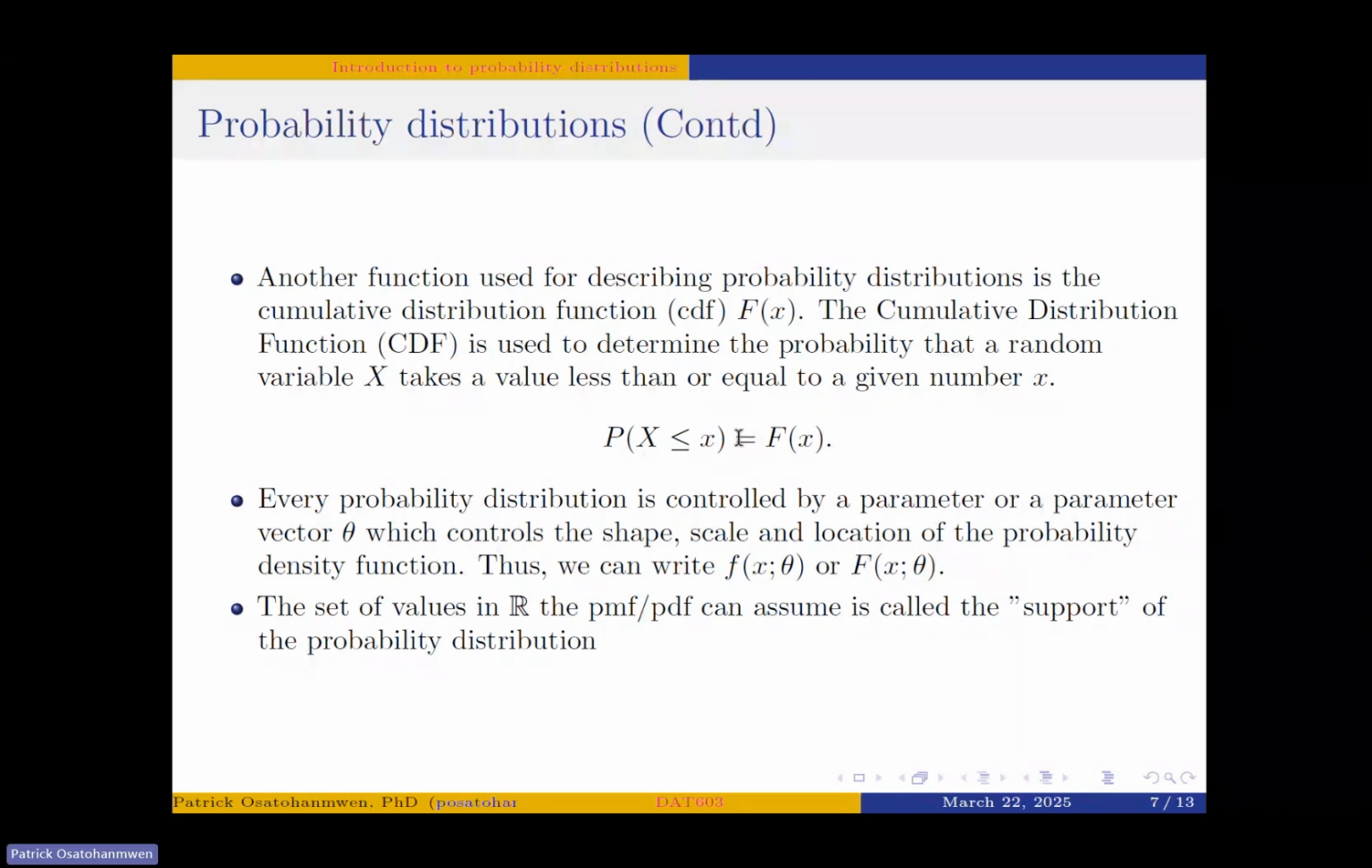If I want to compute the probability that x is less than or equal to 20, it means I am going to compute the probability that x is 0, the probability that x is 1, and so on up to x is 19, till I get to x is 20, and then I sum them together. This happens when x is a discrete random variable.